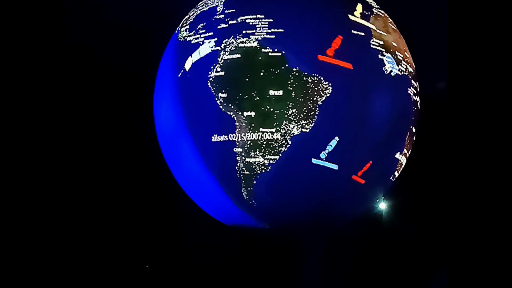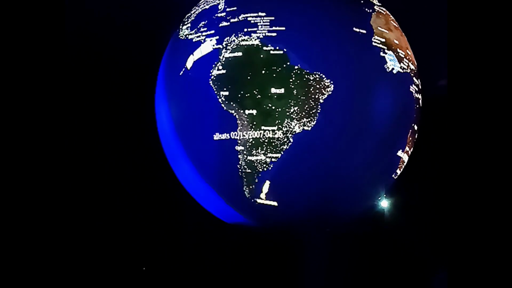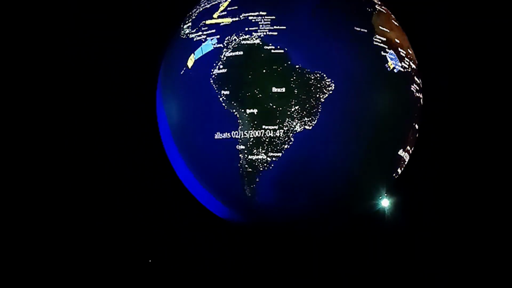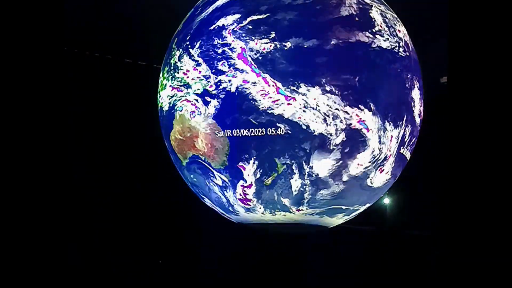Okay. So this is real-time data. I will try to show you today morning's data also. Okay. I will just focus on this cloud over the Mother Earth. You can see there are three types of colour clouds here.